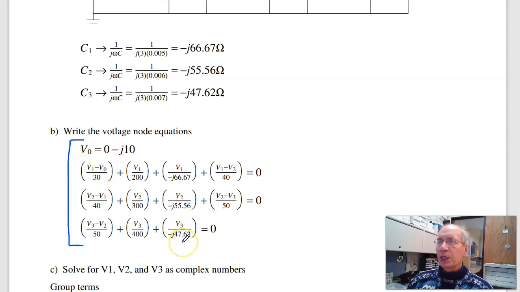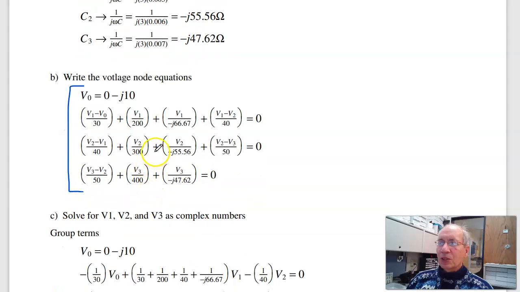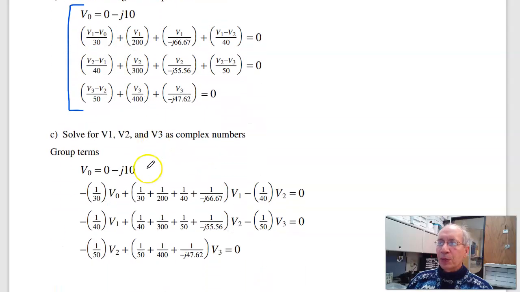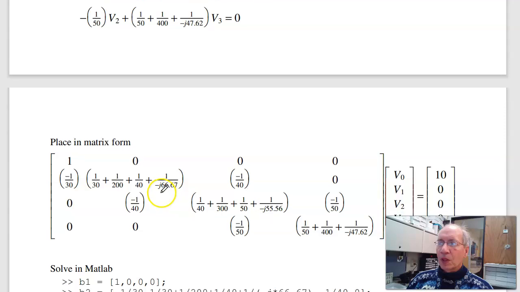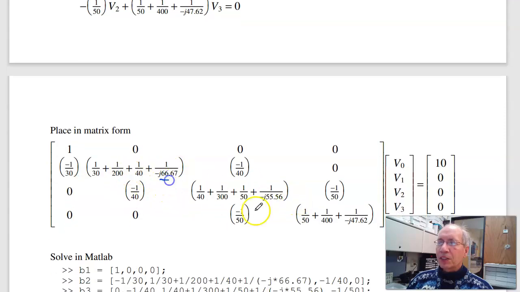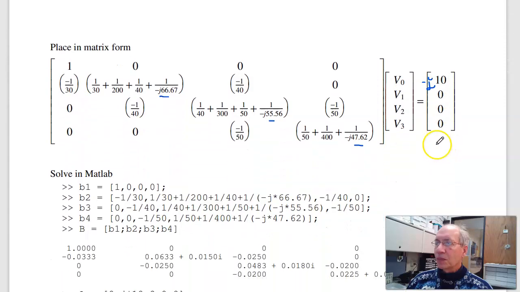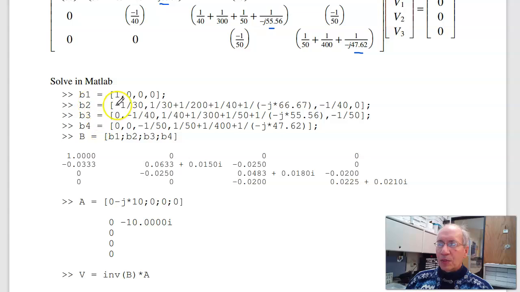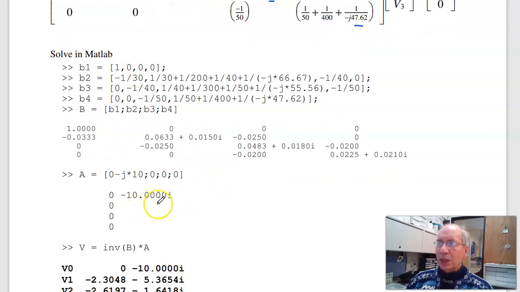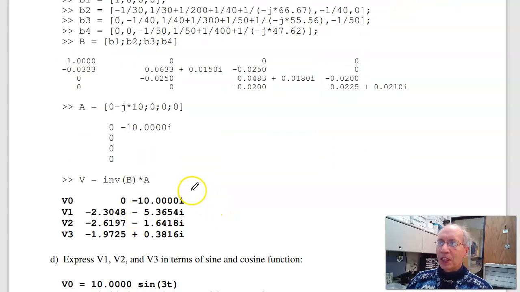4 equations, 4 unknowns. Now these are equations with complex numbers. Matlab doesn't care. So same as we did before, group all the terms, put it in matrix form, and just have these extra terms coming in. And that's a minus J10. So here's your B matrix, here's your A matrix. There, I fixed it, got the minus J10 in there. Solve, here's your answer.